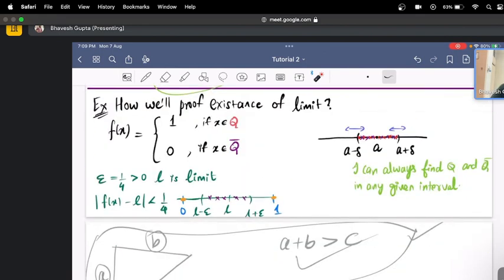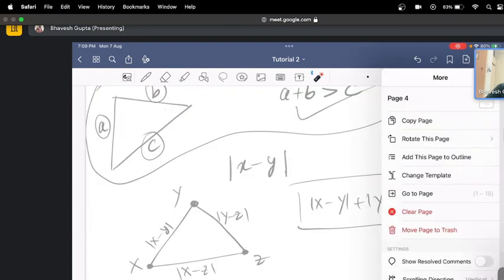Now we will go to my favorite example. Let me delete this page because this has nothing to do with it.